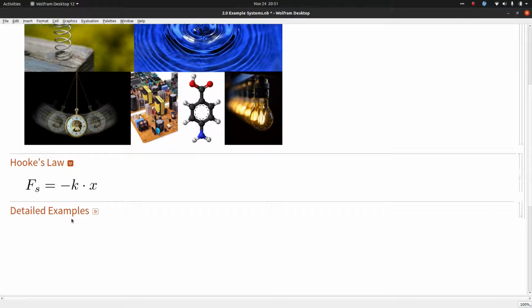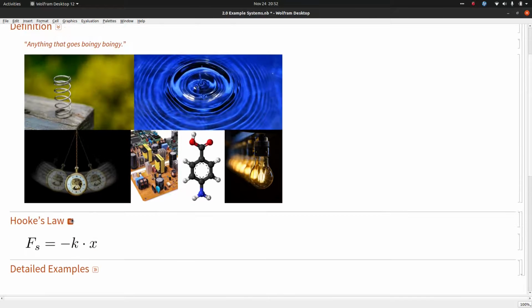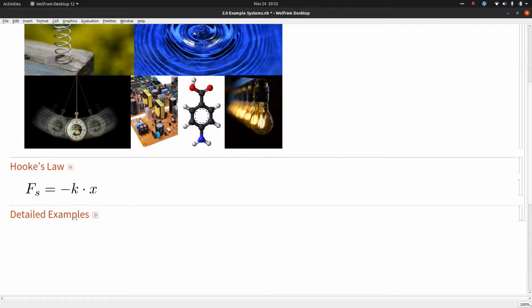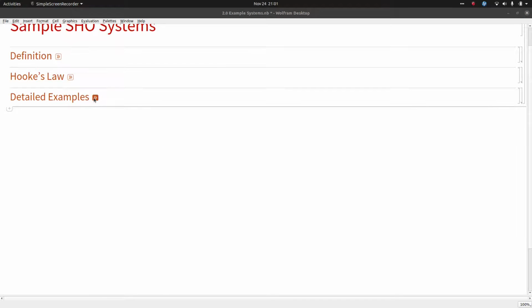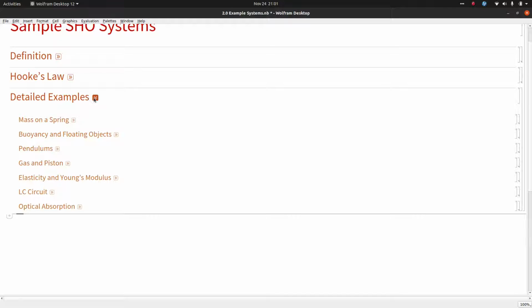As a reminder, these systems, mathematically speaking, can be described as anything that has a restoring force that goes as minus a constant times the displacement. Or if we're talking about a spring, that would be minus the spring constant times the displacement x. So we're going to go through a few detailed examples of objects that can be described as simple harmonic oscillators.